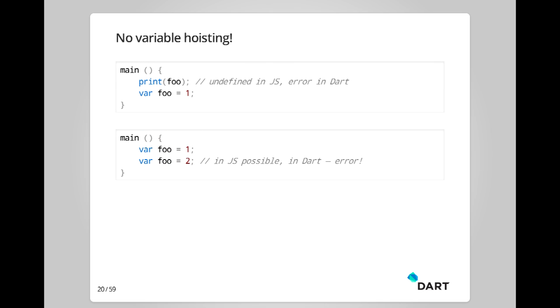JavaScript also has a feature called variable hoisting. So we can, for example, check if a variable exists before it is declared. In JavaScript, the first example will return undefined. In Dart, we'll just get an error. Also, in JavaScript, we can declare the same variable multiple times. In Dart, we'll get an error that the variable already exists.